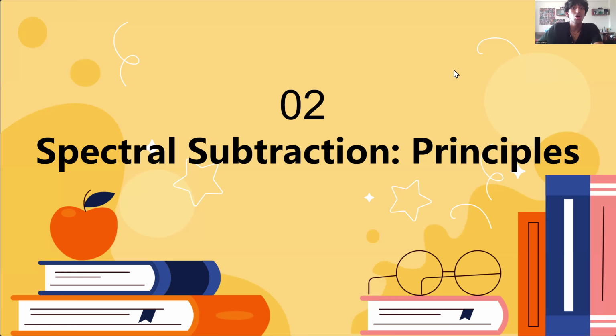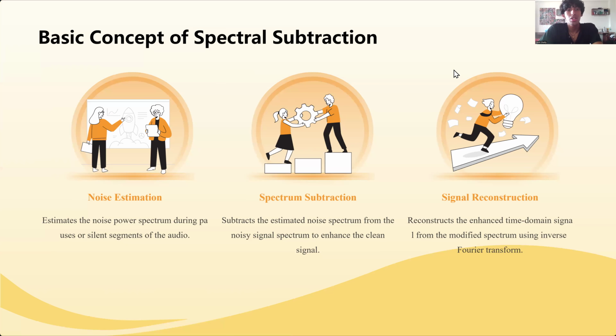Now let's move on to the core topic, which is spectral subtraction. This method assumes that noise and clean speech combine additively in the frequency domain. There are three main steps in this basic concept. Noise estimation: we estimate the noise spectrum during silent or non-speech segments. And then we have the spectral subtraction, where we subtract the estimated noise spectrum from the noisy signal spectrum to enhance the clean signal. And then we have signal reconstruction, where we reconstruct the enhanced time domain signal from the modified spectrum using inverse Fourier transform.